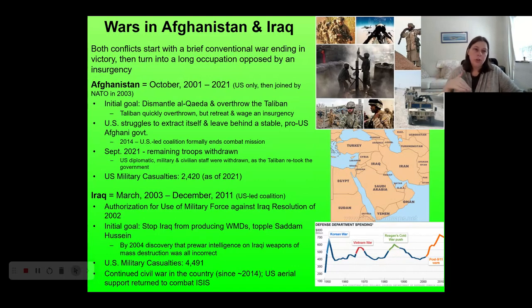In both of these wars, the initial war goes very well and quickly. It's a brief conventional war. We roll in. We've got tanks, we've got drones, we're flying planes, we're dropping bombs. Within 6 weeks of entering Afghanistan, the Taliban government has been toppled. And within about a month or 6 weeks of entering Iraq, the Hussein government has been toppled. Saddam Hussein flees and is eventually captured and killed. So initially, very conventional wars with successes.